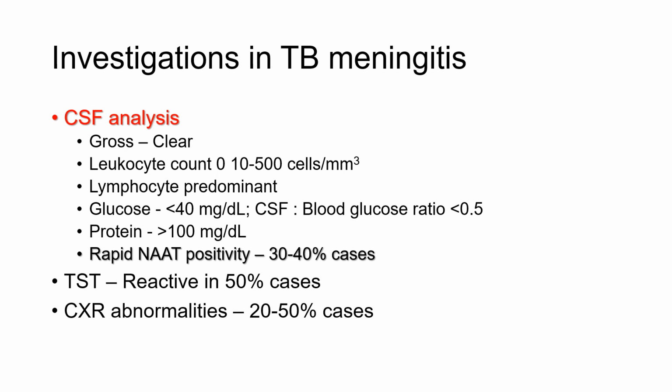So as discussed earlier, the tuberculin skin test only indicates a positive contact history or a past infection in the person. It does not indicate any active disease. Chest X-ray abnormalities are seen in 20 to 50% of cases of tubercular meningitis. That means in 20 to 50% of cases, a primary focus in the lungs may be identified.